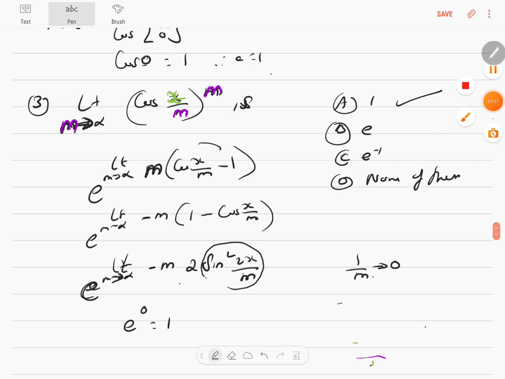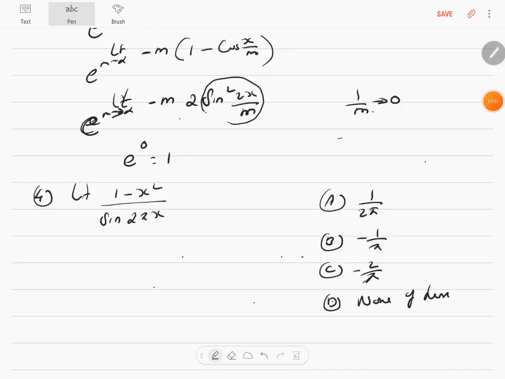So remember, it's function to the power function. This is the format we're going to write. Whatever is the power has to be brought forward. E to the power m, the cos of that value minus 1. The function minus 1.